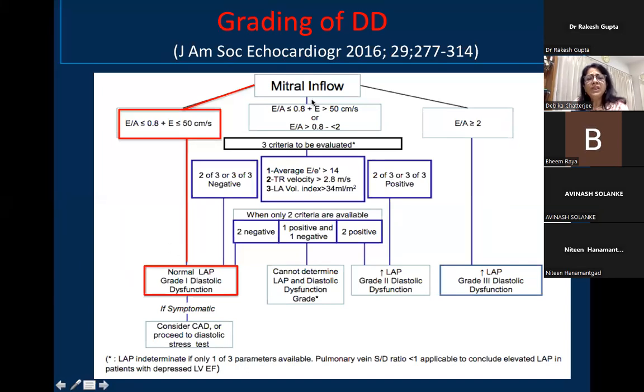So you see, this is the flow chart given by the American Society of Echocardiography. You can always go through these in the literature. So look, mitral inflow. First, you look at the extreme left-hand arm, where it is said that if E by A ratio is less than 0.8, plus E wave velocity is less than 50 centimeter per second, you can straight away tell that it is grade 1 diastolic dysfunction having normal elevation.